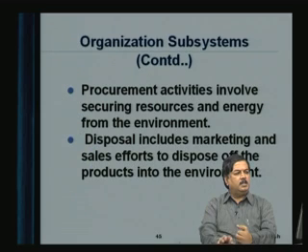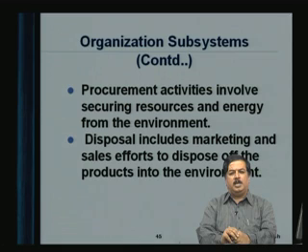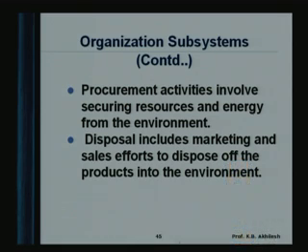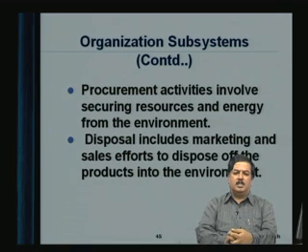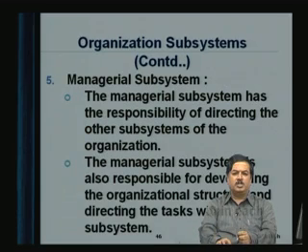And the procurement activities involve securing resources and energy from the environment, and disposal includes marketing and sales efforts to dispose of the products, not in a negative sense, but in terms of reaching out to the customer in the environment. So the procurement and the disposal subsystems are so critical today because the throughput technology, all these are getting standardized, and so the margins and the performance come from these two subsystems.